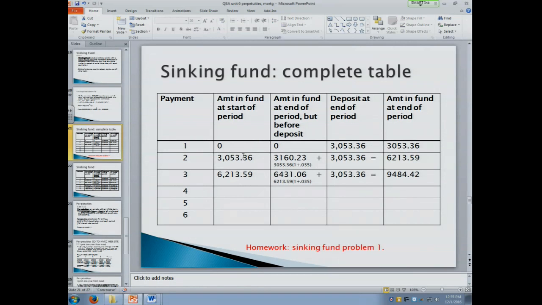I have this $3,053.36, but I added on some interest rather. Okay, so I have a little bit more. I have $3,160.23. I deposit money into the account, the payment that I calculated. So at the end of the period, I have $6,213.59. You can pause to verify these calculations.